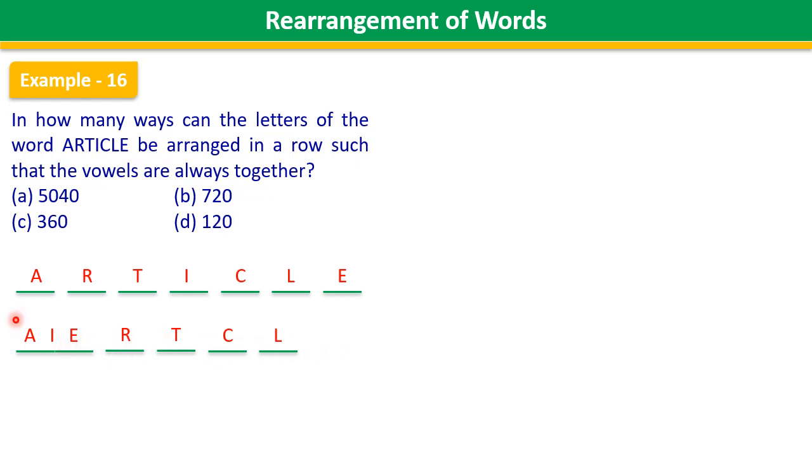So how many units are there altogether? There are now a total of 5 units. I will consider these three vowels as one single unit. Now these 5 units can be rearranged in a total of 5 factorial ways. And these three vowels can be arranged among themselves in a total of 3 factorial ways. So the total number of ways will be 5 factorial multiplied by 3 factorial, which is equal to 720 words.